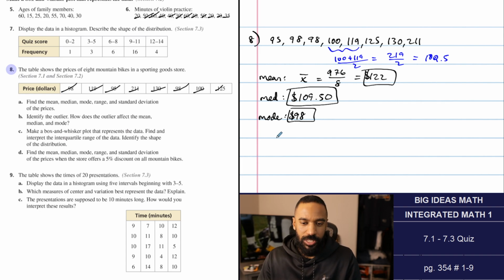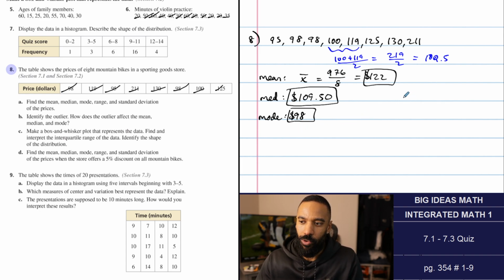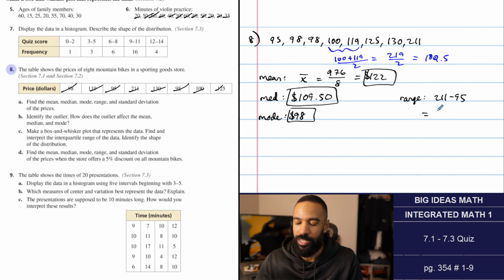Okay, range and standard deviation. Now that we put these in order, the range is actually going to be helpful to do there. 211 minus 95 is going to get us there. And that value is going to be $116.